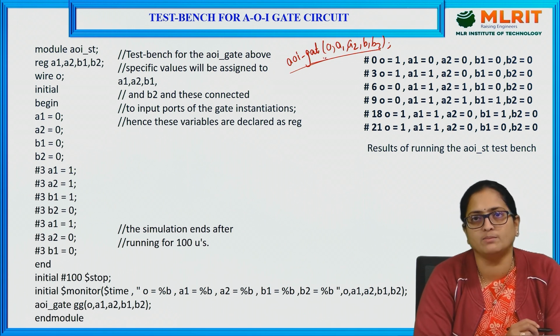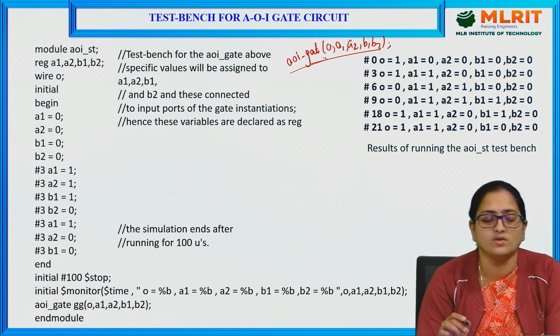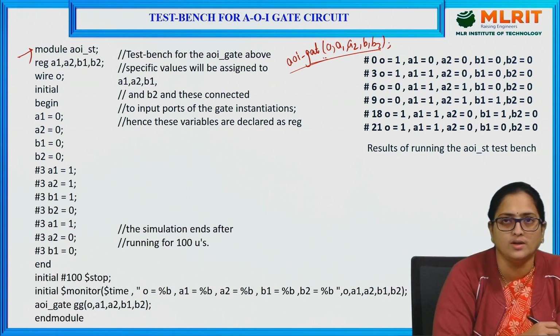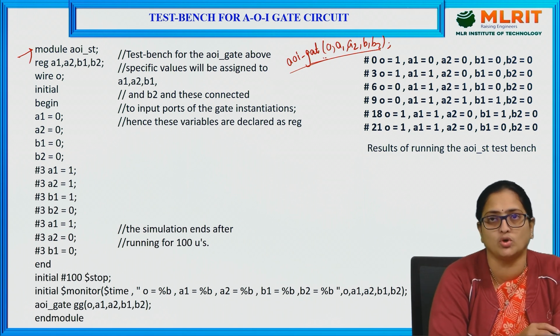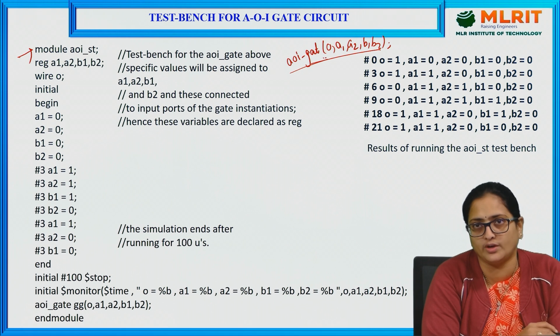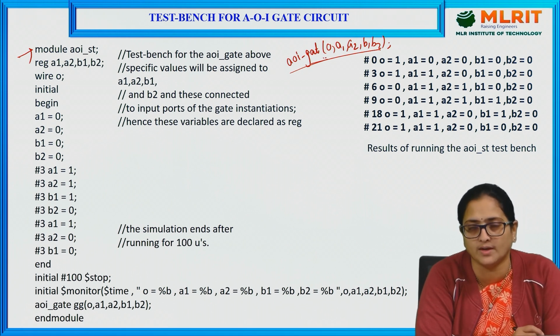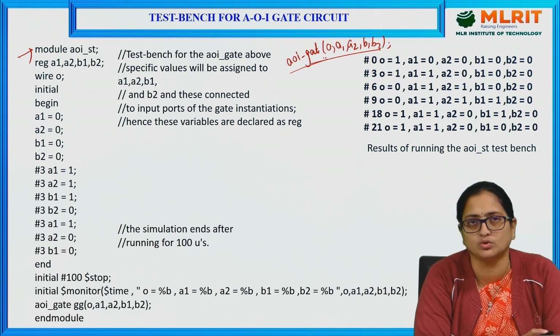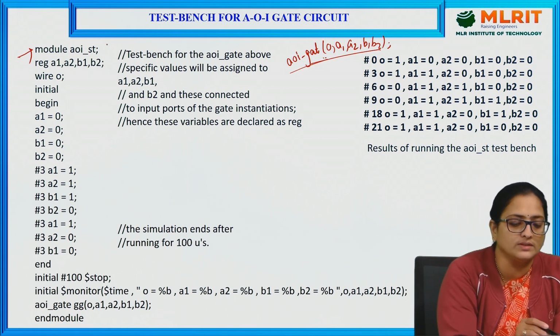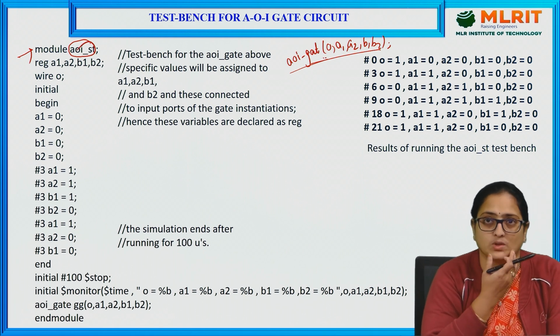So, either a design description or a test bench code, the Verilog code starts with a keyword called module. And here also the module name we need to give. But this module name and the previous module name should not be the same, because the design description module name and the test bench module name should not be the same. So this is the test bench module name. I have taken it as AOI underscore ST, or you can write AOI underscore test also.